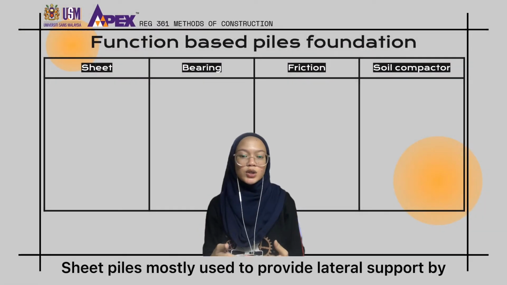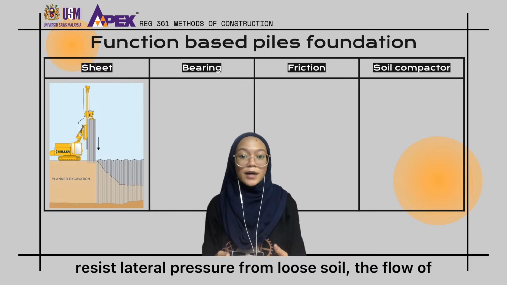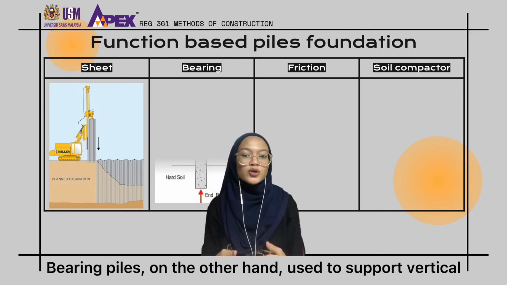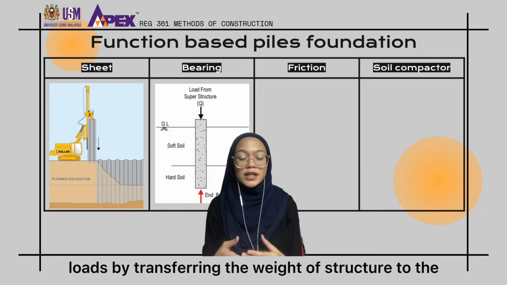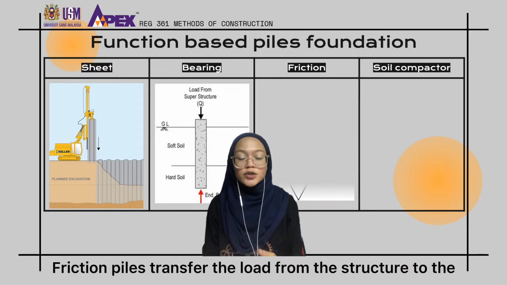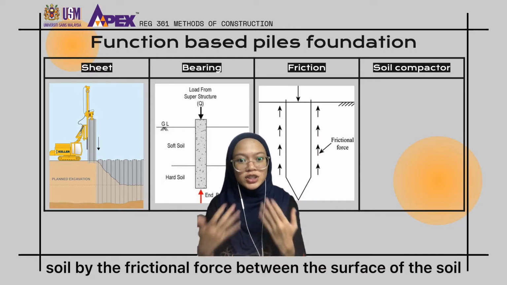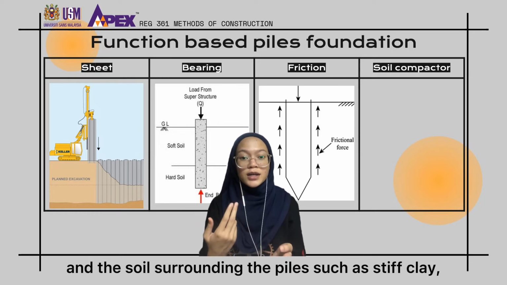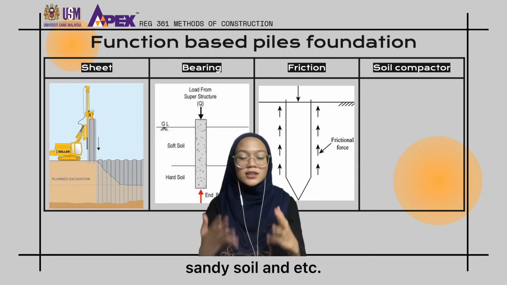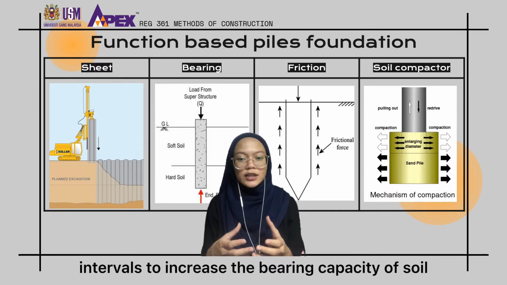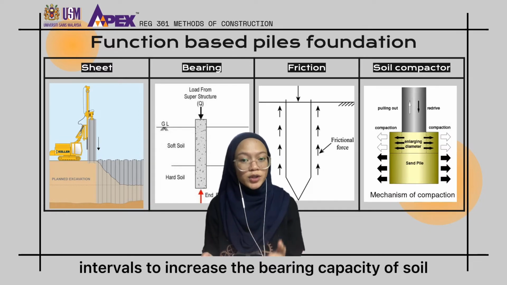Sheet pipes are mostly used to provide lateral support by resisting lateral pressure from loose soil, the flow of water, etc. Bearing pipes, on the other hand, are used to support vertical loads by transferring the weight of the structure to the soil below. Friction pipes transfer the loads from the structure to the soil by the frictional force between the surface of the pipe and the soil surrounding it, such as stiff clay, sandy soil, etc. Lastly, the soil compactor pipes are placed at close intervals to increase the bearing capacity of the soil by compacting.